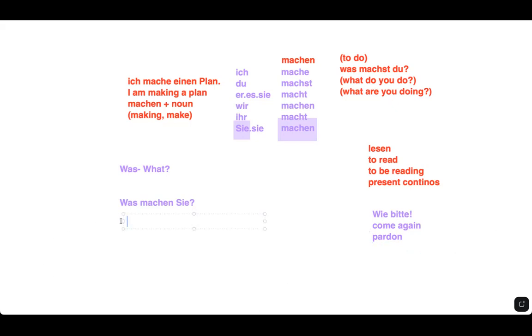But of course, you have to use was when you ask a question. Was means what, a question word alone. Was machen Sie? Like if I want to ask you, was machst du heute? Hey, what are you doing today? I have to use that. There is no other possibility, which is a normal question.